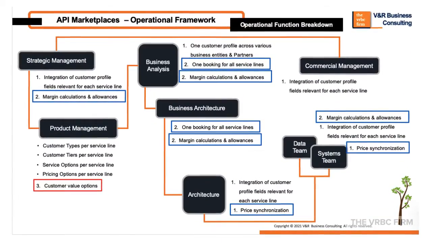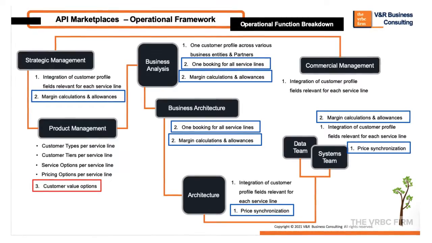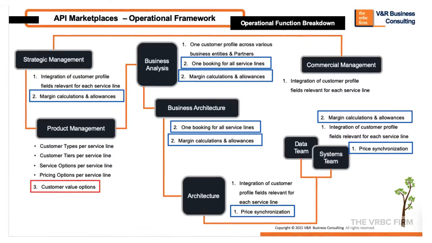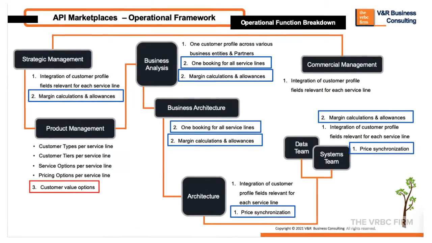There will be customer value options allowable for certain customer types, tiers, price points, and loyalty points. The product team has to work this out with a bit of guidance from the strategy team.